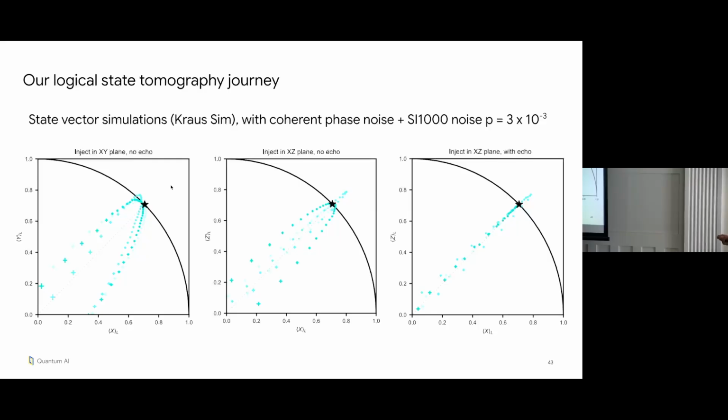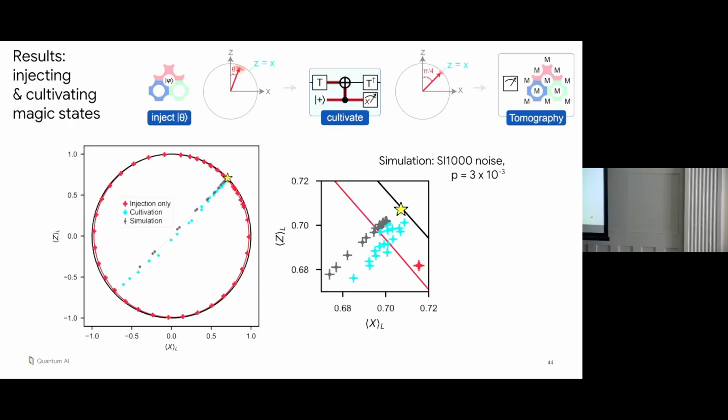But note that we can still see non-physical observables, and this is because our echoing is imperfect. Our circuits aren't exactly time symmetric, so you can't perfectly echo out all of the noise. They don't have the symmetries that you would need to do so. So that means that we can't use logical state tomography to characterize our state fidelity rigorously, and I'll touch on what we use instead in a second.